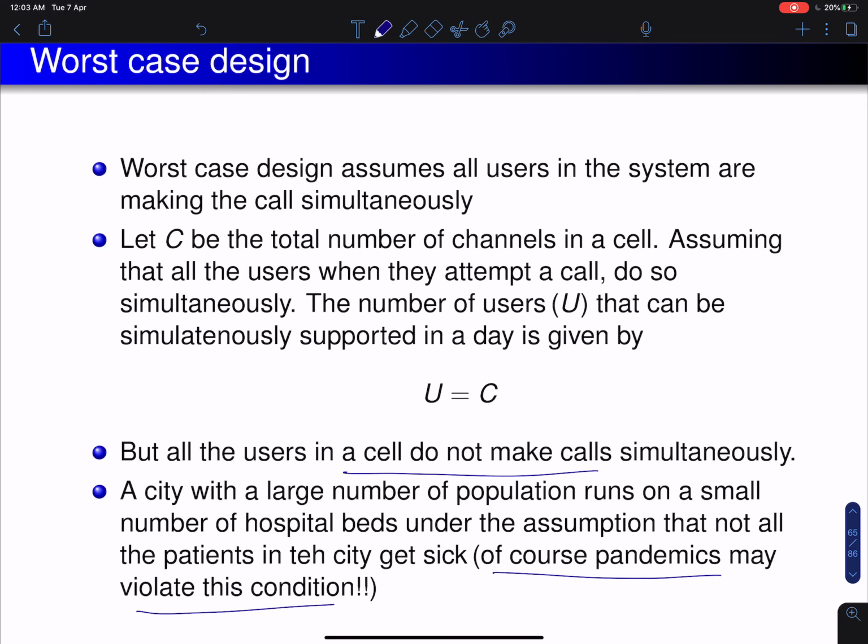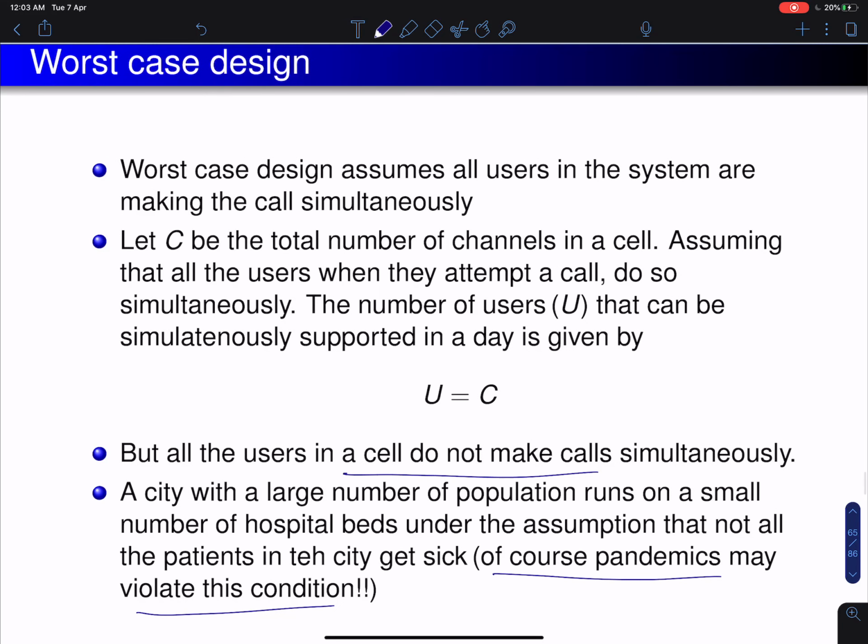Before that, first we discuss the worst case model, which is everyone is using, then I can only support C users. That's obvious. If everyone is making calls simultaneously, in this worst case scenario, then I will need C channels to support C users, and I can only support C users.